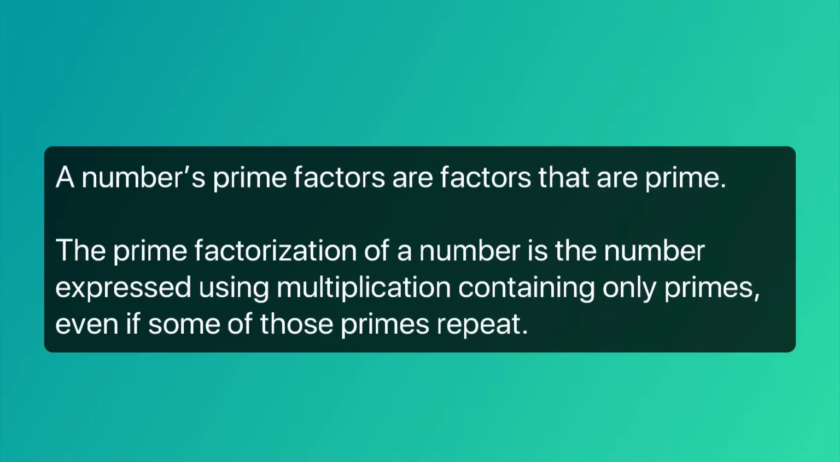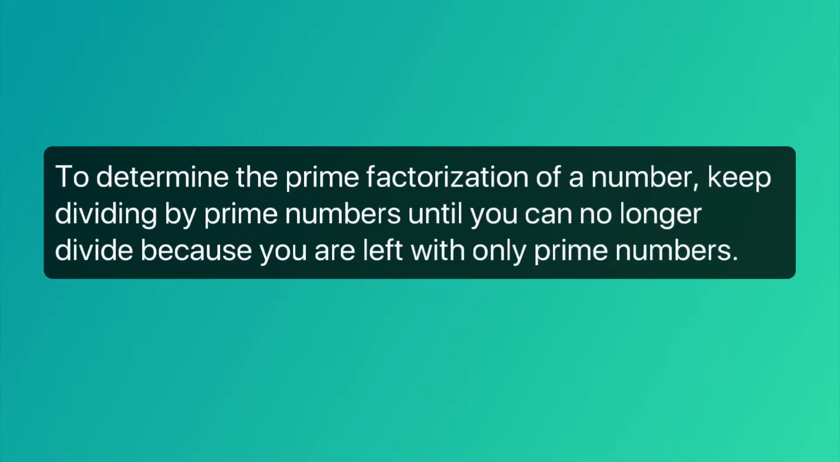A number's prime factors are factors that are prime. The prime factorization of a number is the number expressed using multiplication containing only primes, even if some of those primes repeat. To determine the prime factorization of a number, keep dividing by prime numbers until you can no longer divide because you are left with only prime numbers.